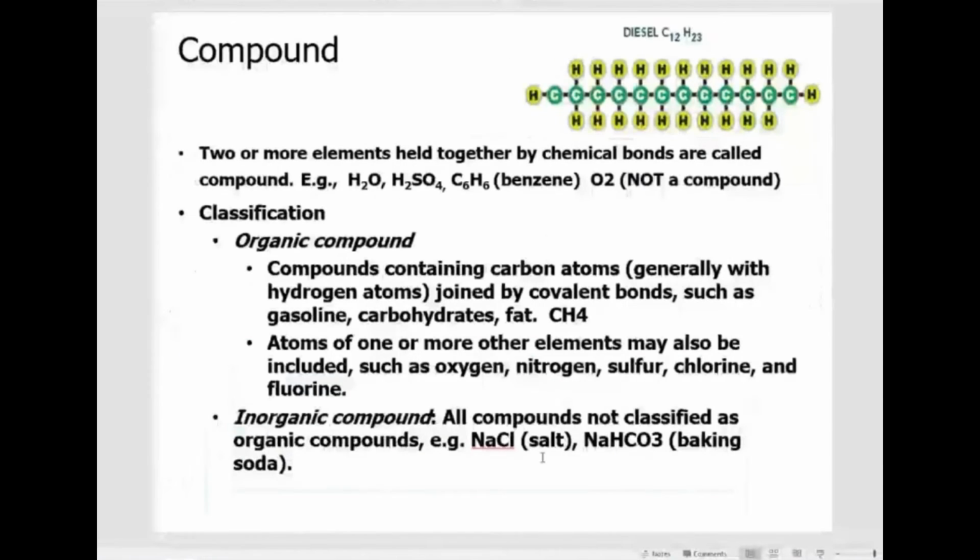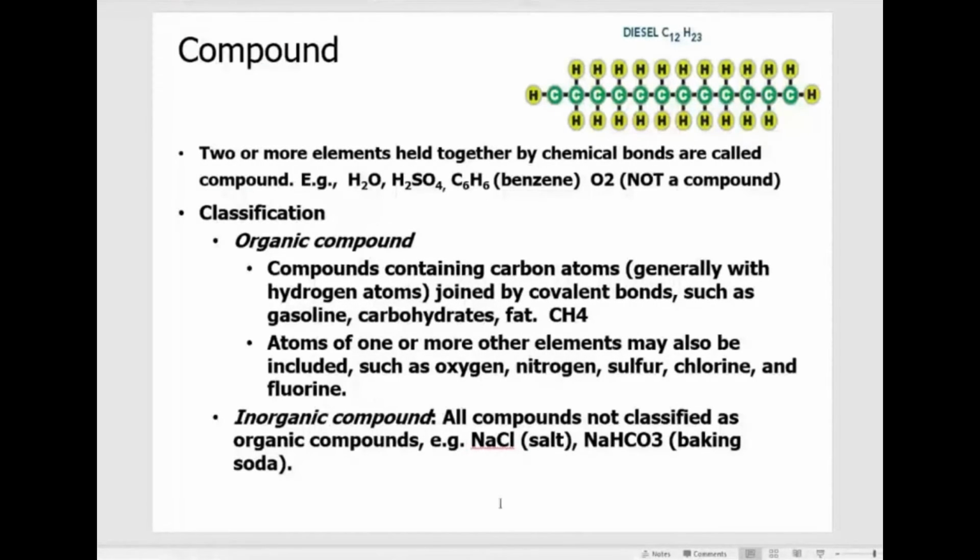We can add other elements to the carbon backbone of the organic compound, and this is still considered an organic compound. So it doesn't have to have just carbon and hydrogen. It can have other elements as additions. Examples are oxygen, nitrogen, sulfur, chlorine, fluorine. Those are the common ones.